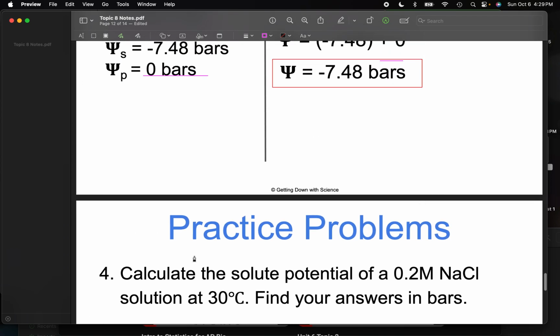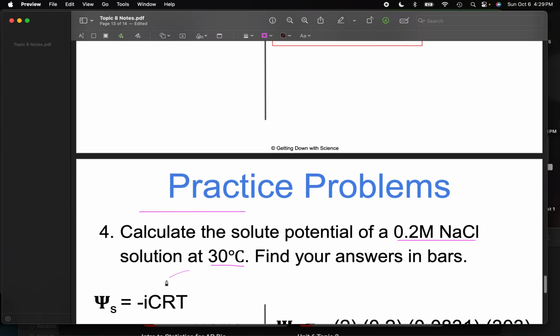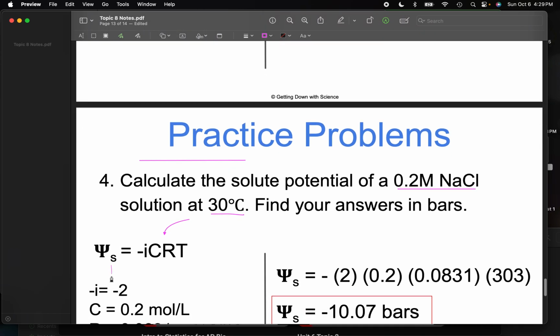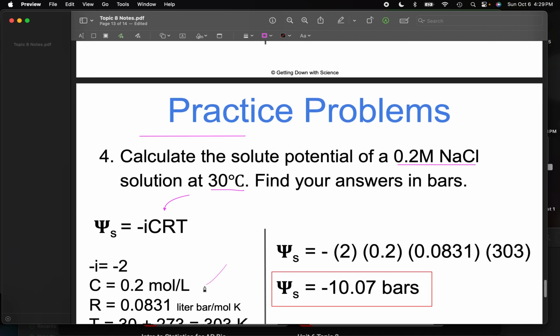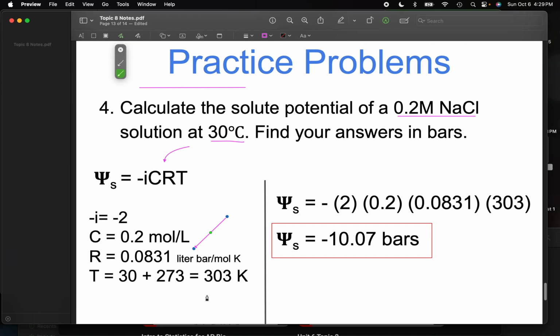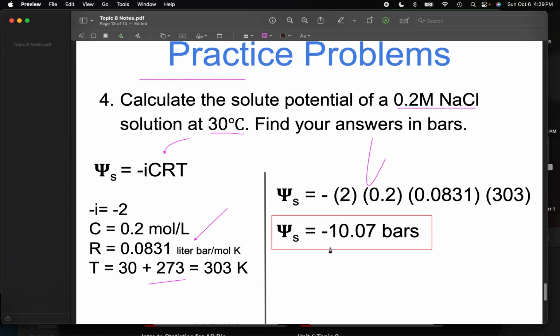Okay, let's do another one. Calculate the solute potential at 2 molar NaCl, 30 degrees Celsius. Find your answer. So we're going to be using this equation. Ionization constant for NaCl, you look it up and you're given that it's 2. Again, that's going to be given to you. Your concentration is 0.2 moles. You're going to be using that constant there for pressure. And finally, 30 degrees Celsius plus 273. It's 303 Kelvin. You plug it into your calculator and you get this number here. Lovely.